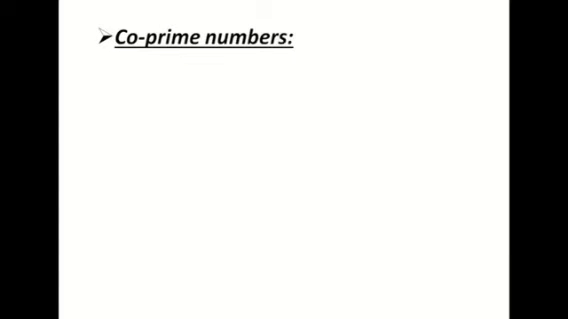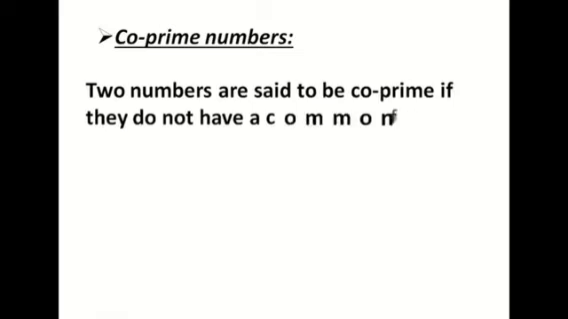Now we will discuss co-prime numbers. What does it mean by co-prime numbers? Two numbers are said to be co-prime if they do not have a common factor other than 1. If you take two numbers and factorize them, and you get the common factor as only 1, then both the numbers are called co-prime numbers.